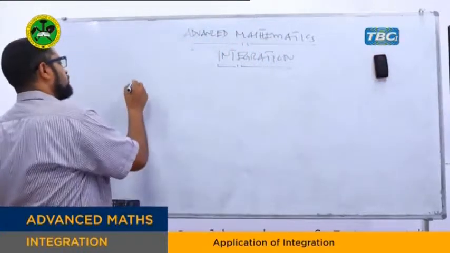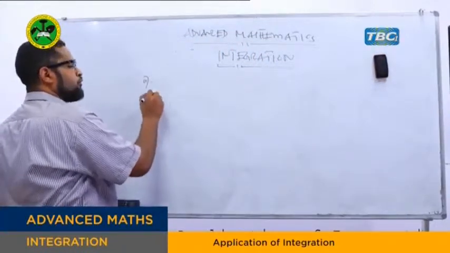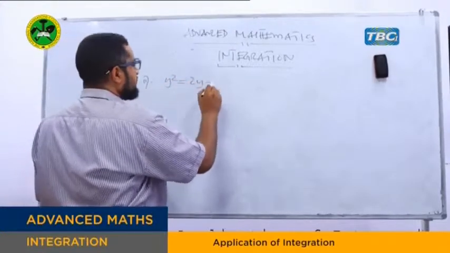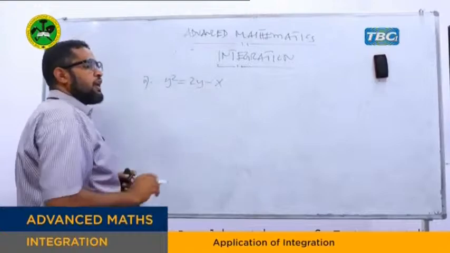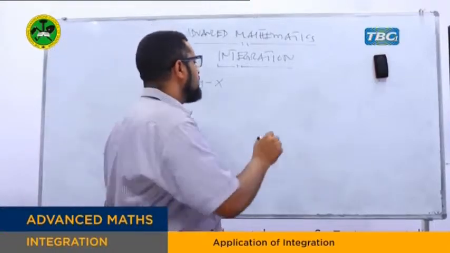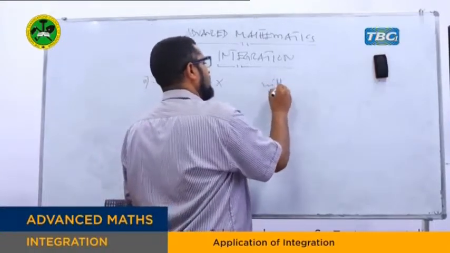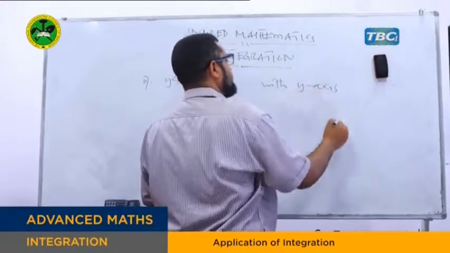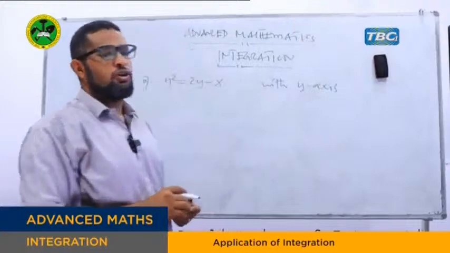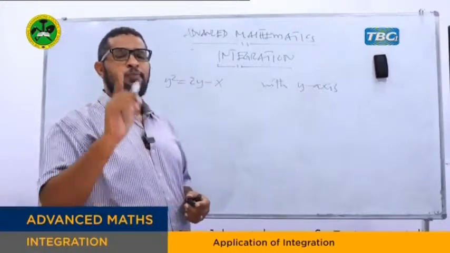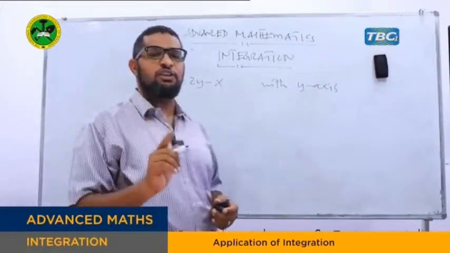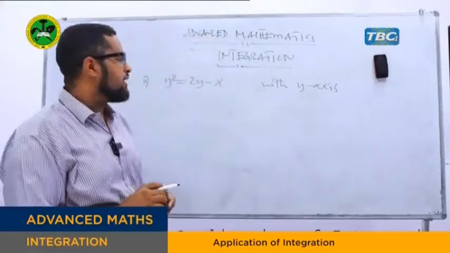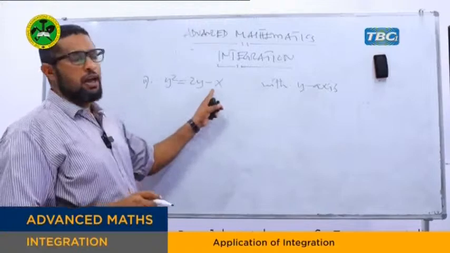So example number 2 is y squared equal to 2y minus x, with the y axis. If you see the word with y axis, it means this one is against the vertical axis. So step number 1 is to make sure that the function is written in terms of y. So the variable that will be depending is the variable x.